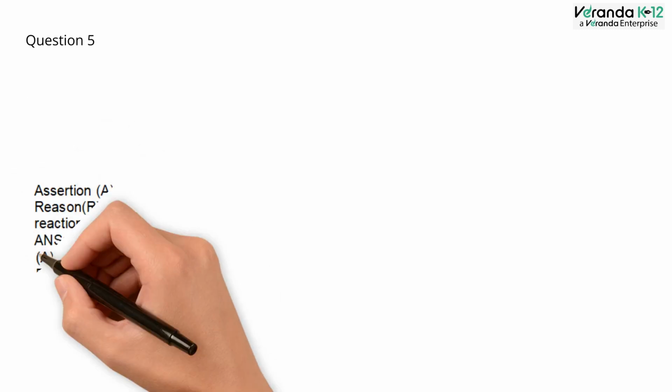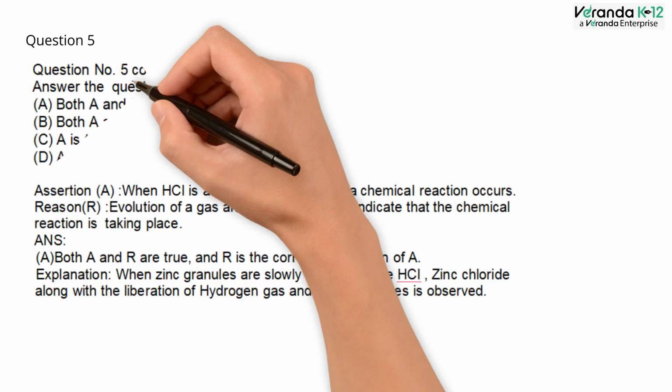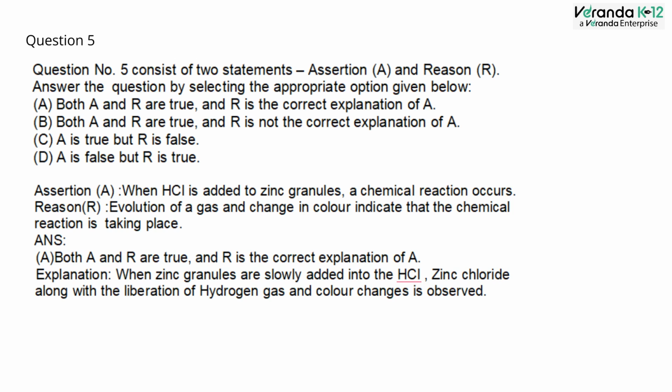Question number 5. Assertion and reasoning based question. Assertion A. When HCl is added to zinc granules, a chemical reaction occurs. Reason. Evolution of gas and the change in color indicate that a chemical reaction is taking place. The answer is: both assertion and reason are true, and reason is the correct explanation of the assertion.